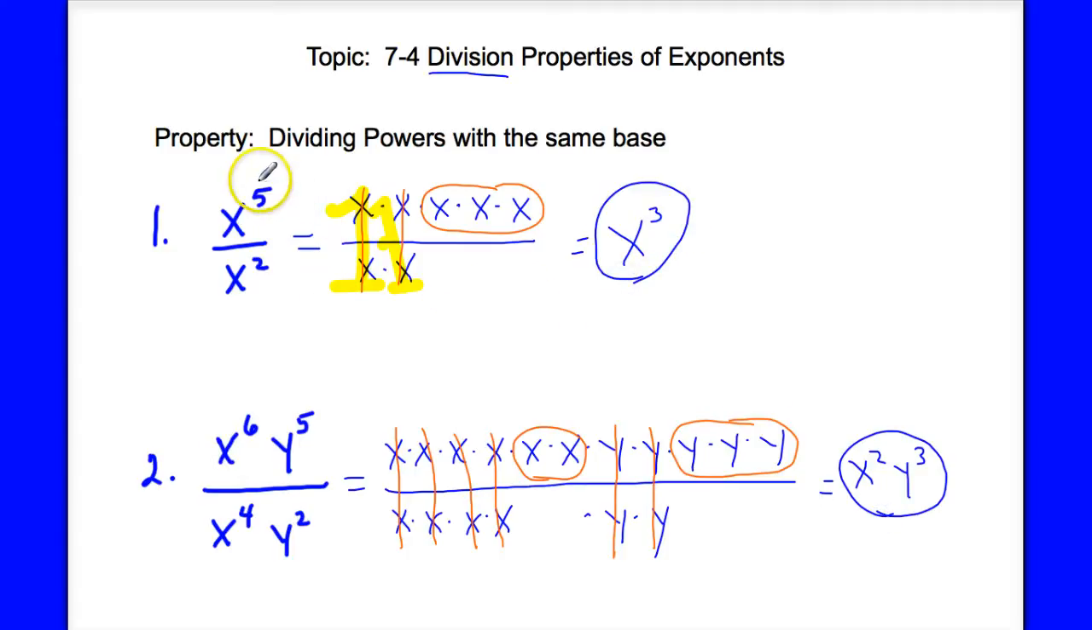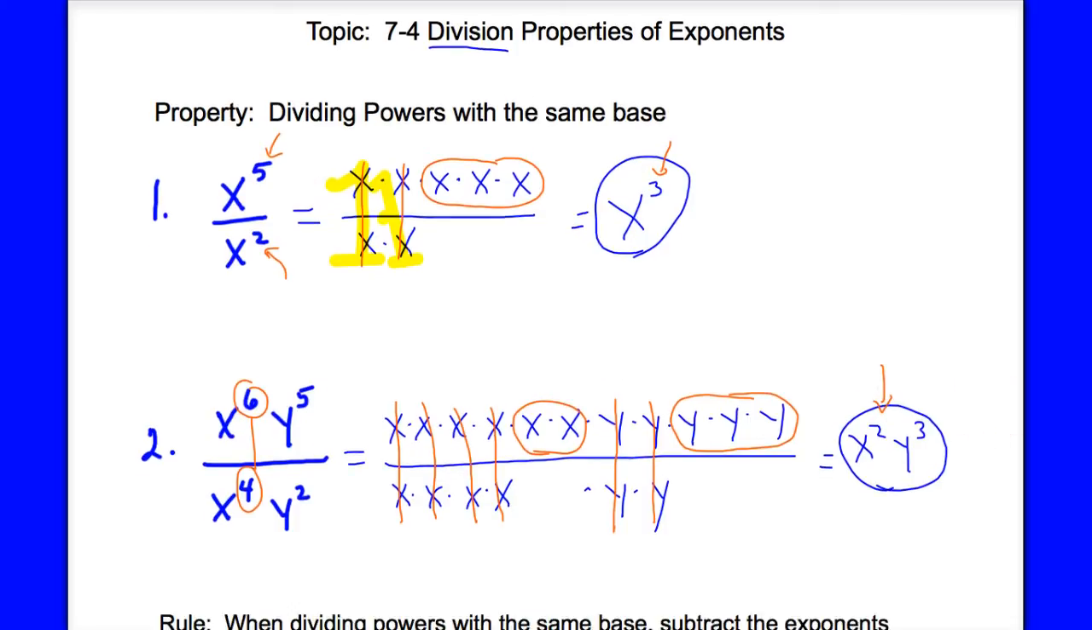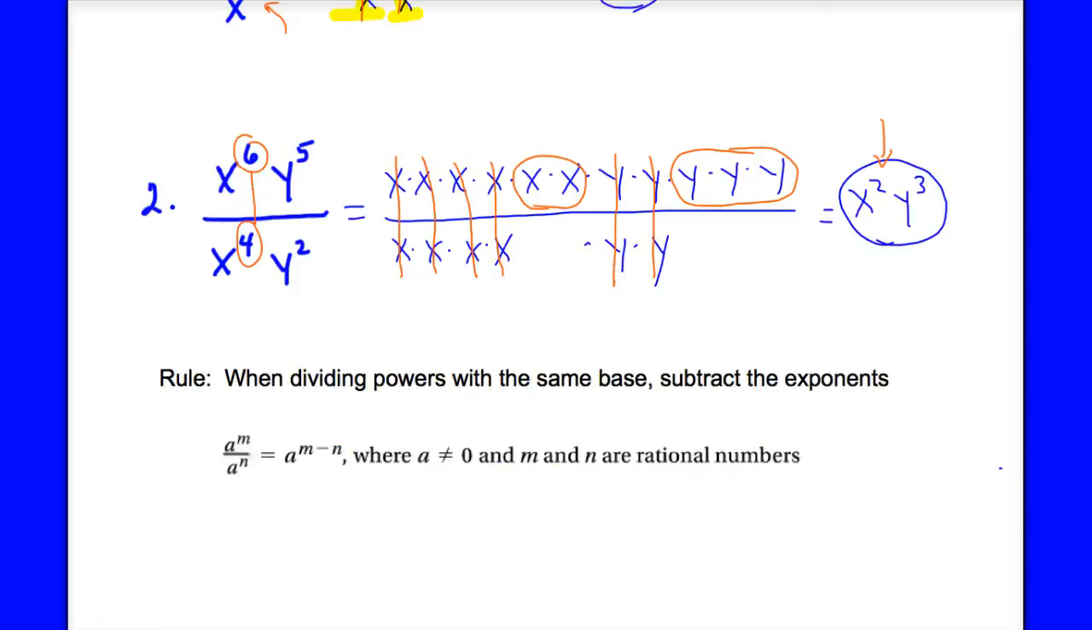So by now you probably noticed that if I go back to number 1, if I took that 5 and that 2, noticing they're the same base, and subtract them, 5 minus 2 gave me 3. And you can see it right here. You had 5, you took away 2. Same thing happened here with this x to the 6th and this x to the 4th. If we subtracted that, we took away 4, 6 minus 4 gives me 2, and 5 minus 2 gives me 3, which leads us to the property for today, which is right here.